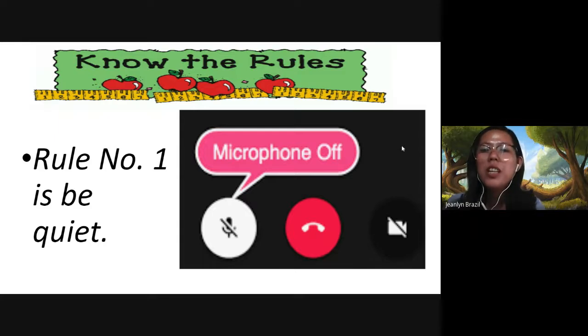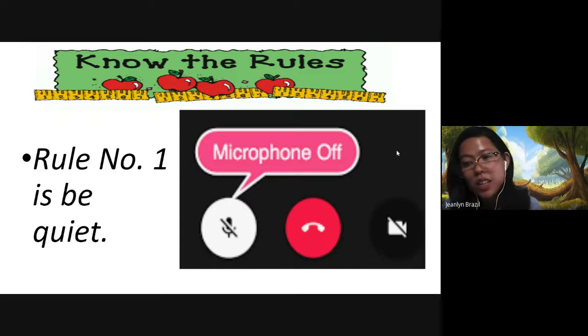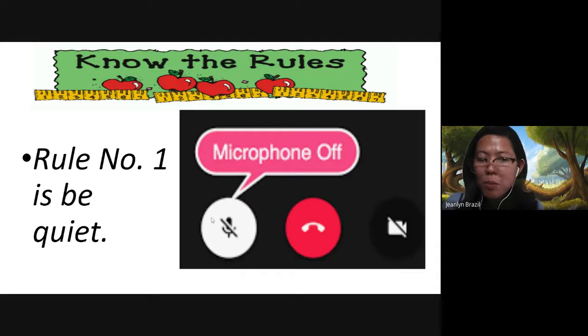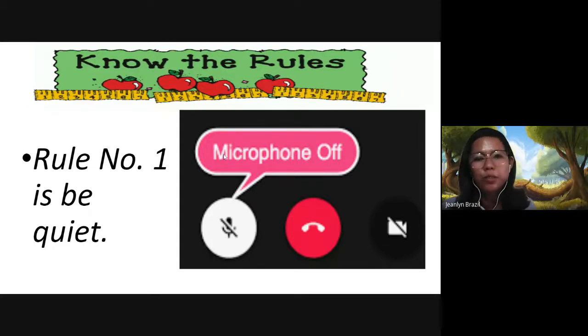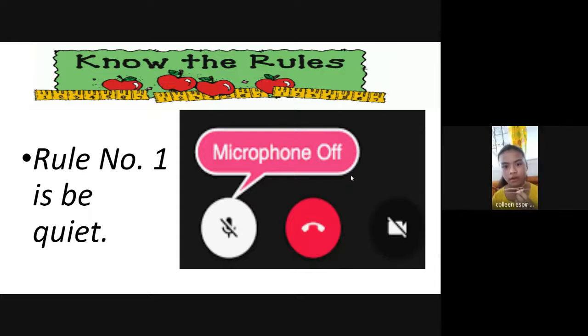So rule number one is be quiet. Actually, during face-to-face, this is my first rule, is to be quiet. So sa atin naman, we can do that by pressing this button, itong icon na ito. Nakita niyo po ba itong icon na tinuturo ko? Opo. Yes. What does it state? Anong nakasulat dito? Microphone off. Yes, microphone off.